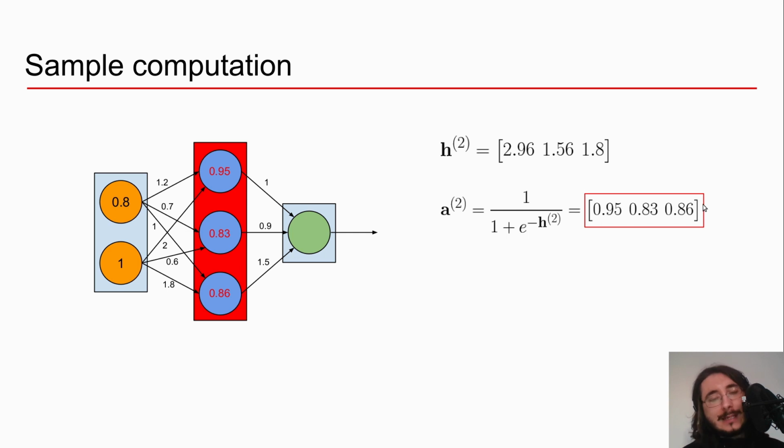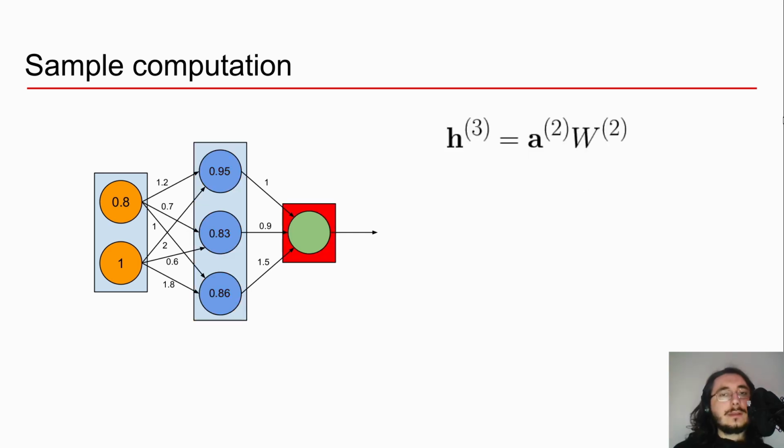And if we run the math here, we get these results. So we are basically passing the net inputs through the sigmoid function, which is our activation function of choice, and we get back an activation vector where each of these items in the vector corresponds to the activations of the neurons here in the second layer. So we have 0.95, 0.83, 0.86.